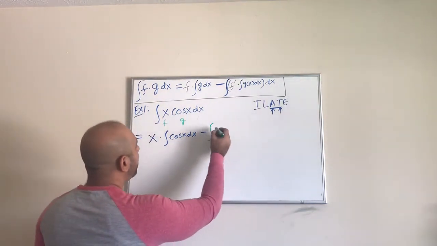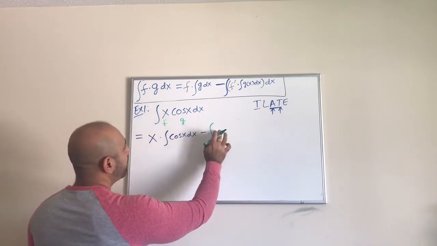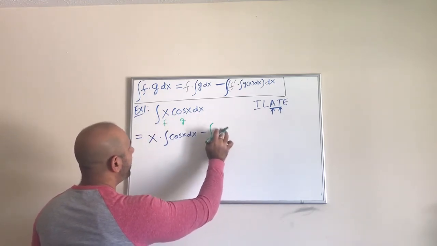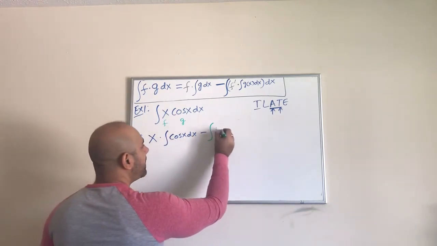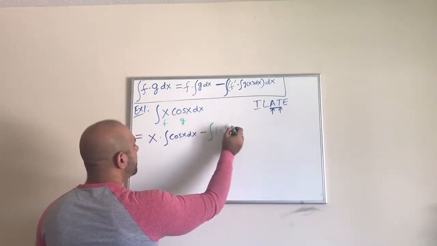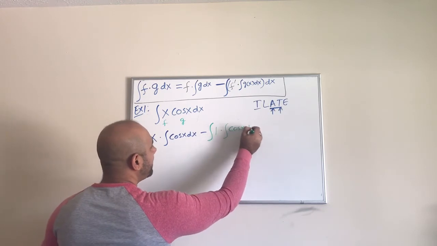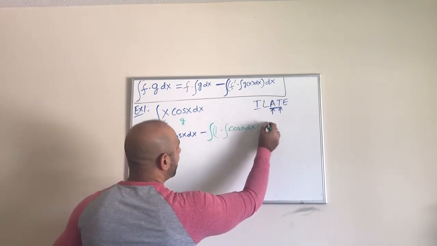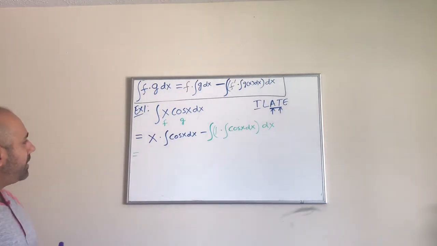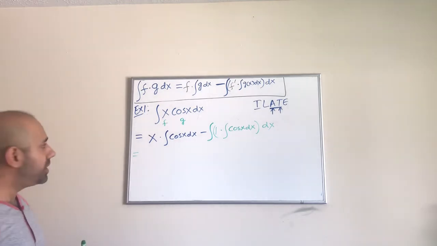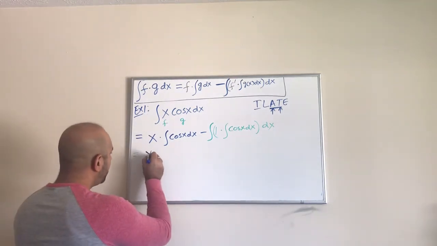And then this is f prime. We don't have to write extra steps for that. F prime is the derivative of x, and the derivative of x we know is 1. So it is 1 times the integral of g of x, which is cosine x dx. And then there's another dx all the way at the end. That is step number 2, step 1 being deciding which is f and which is g. Then let us move on and simplify.